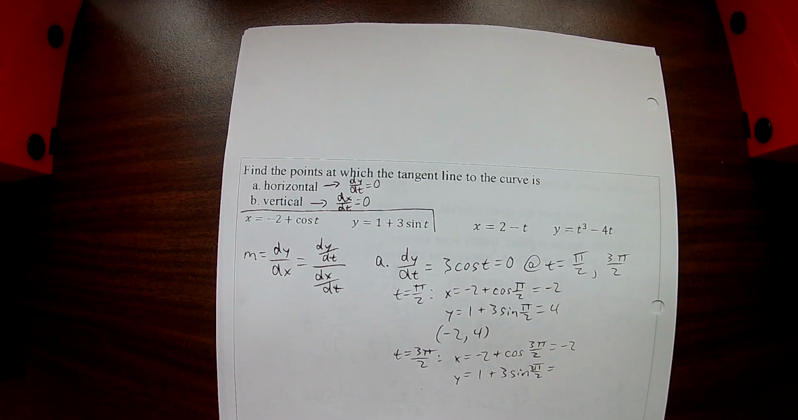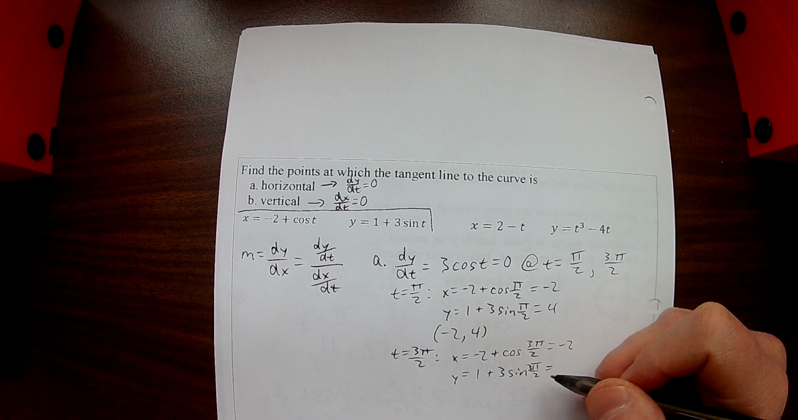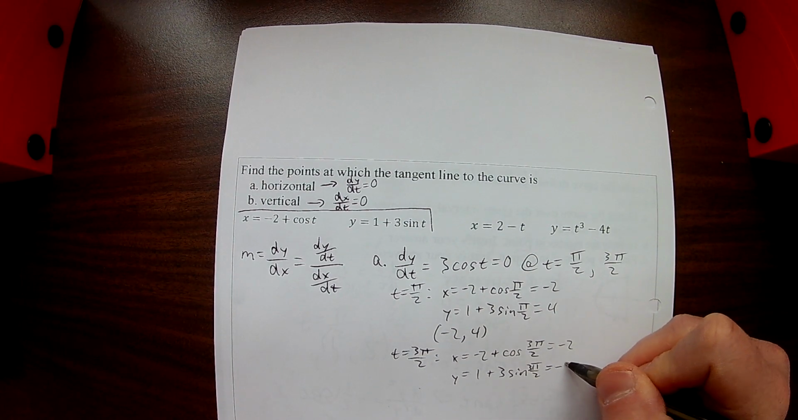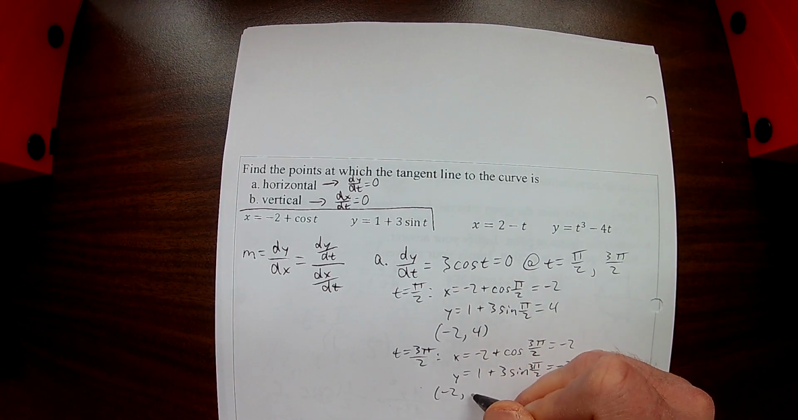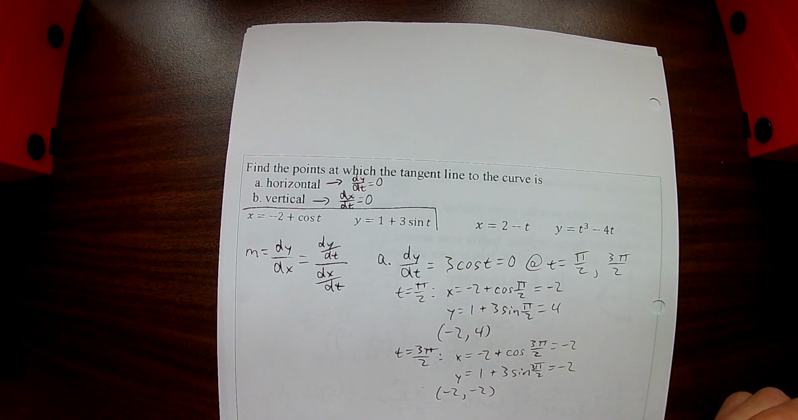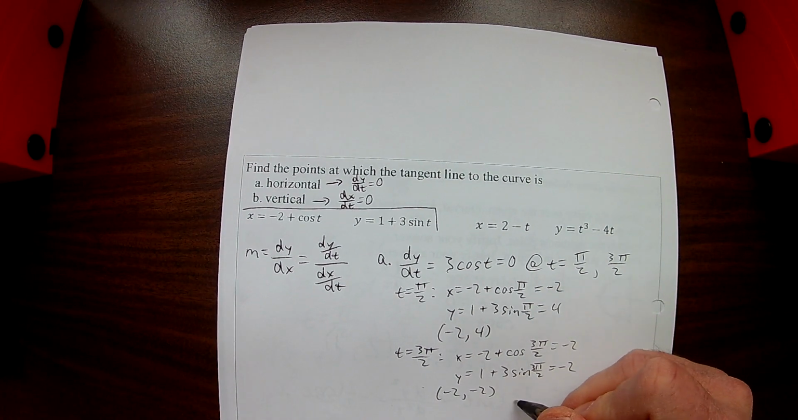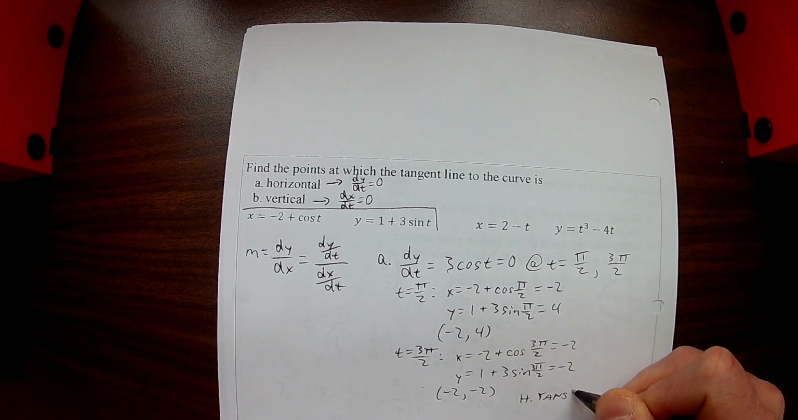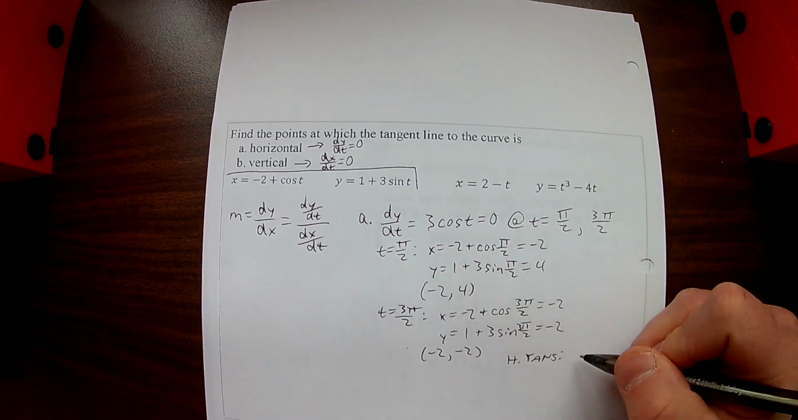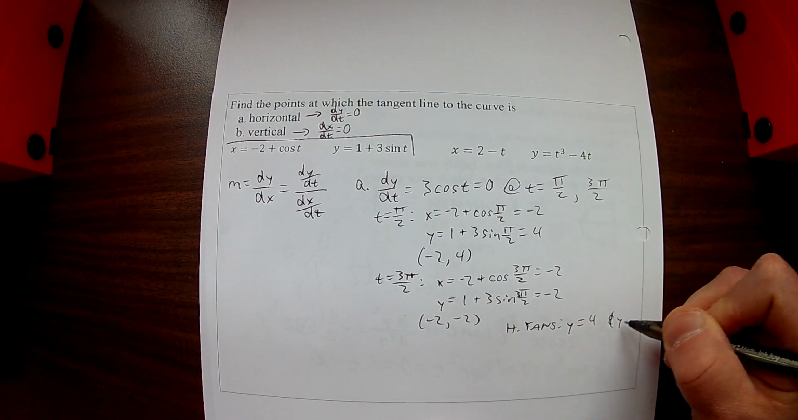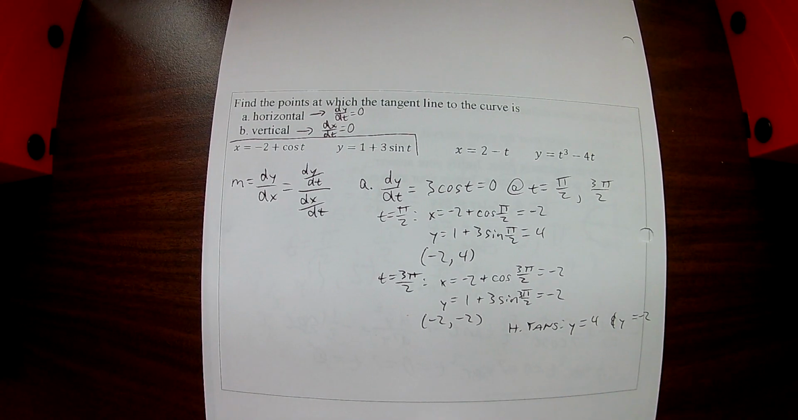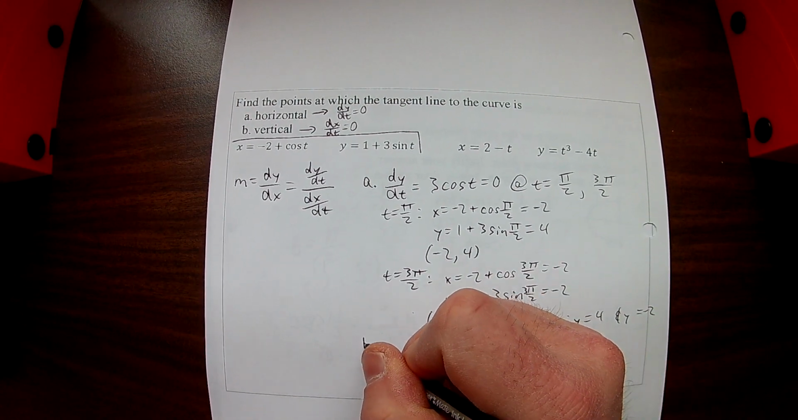Sine of 3 pi over 2 is -1, so 1 plus 3 times -1 gives me -2, right? Okay, so this horizontal tangent occurs at -2. So just to be clear, my two horizontal lines have equations y equals 4 and y equals -2. Now all that's left is to do part b.